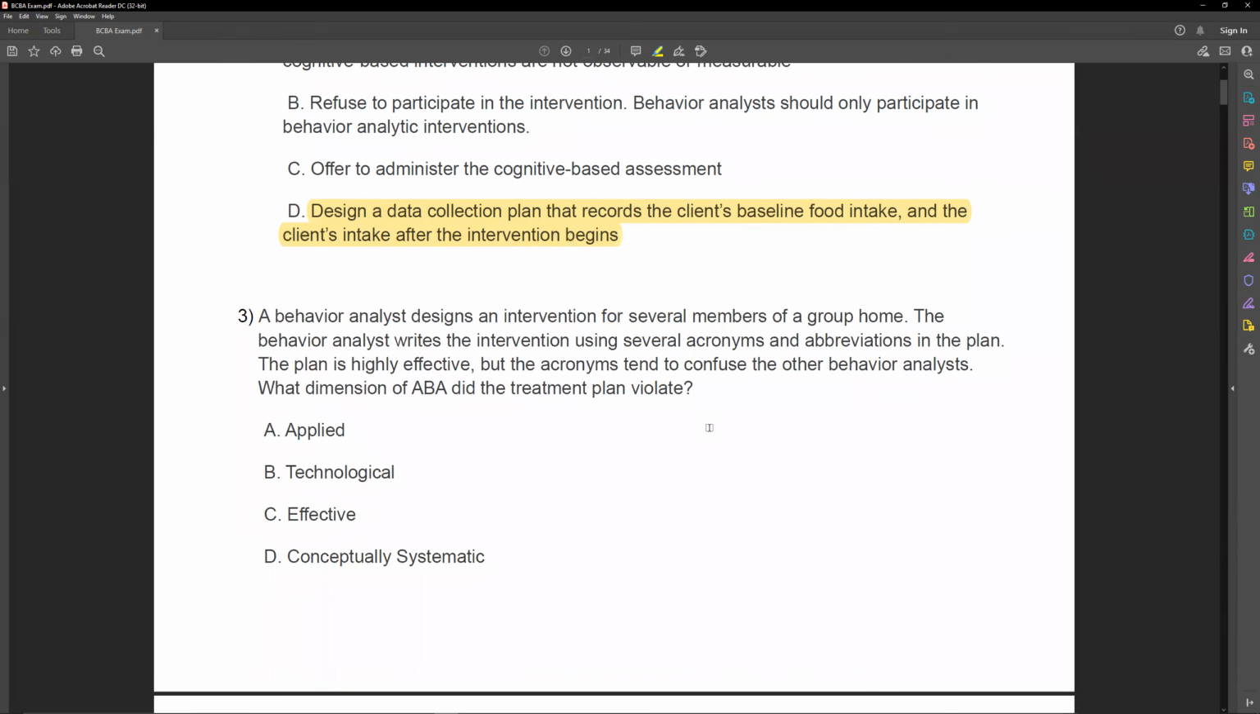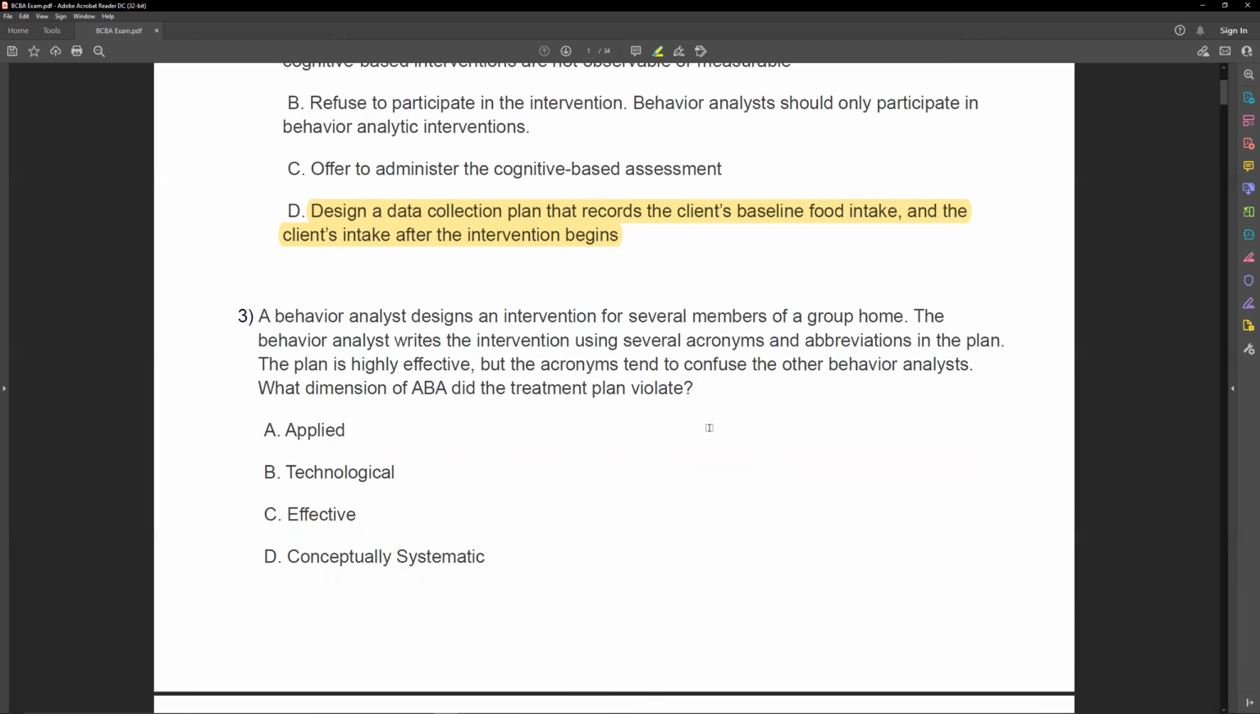3, a behavior analyst designs an intervention for several members of a group home. The behavior analyst writes the intervention using several acronyms and abbreviations in the plan. The plan is highly effective, but the acronyms tend to confuse the other behavior analysts. What dimension of ABA did the treatment plan violate?